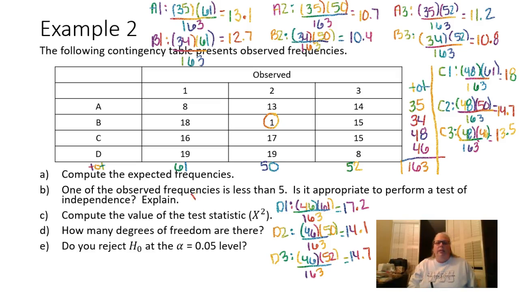So we can say yes to this one because all expected frequencies are greater than or equal to 5. And we're good to go.